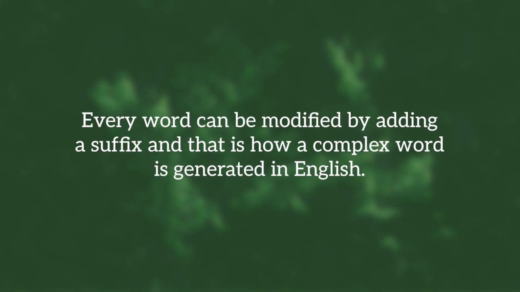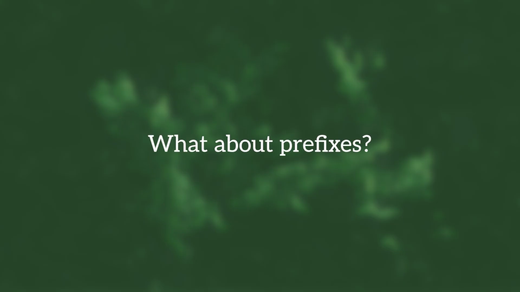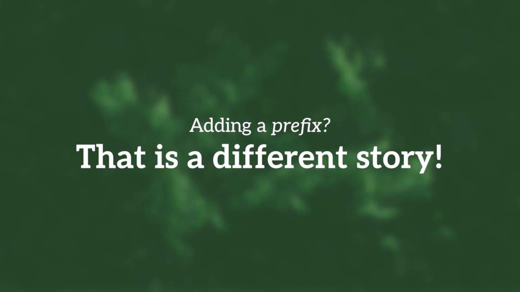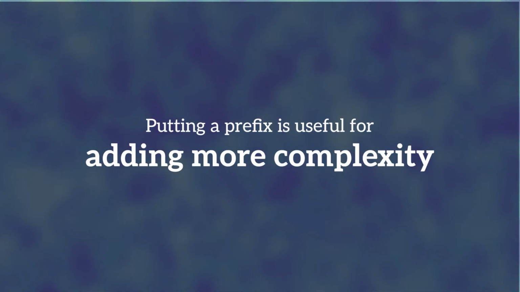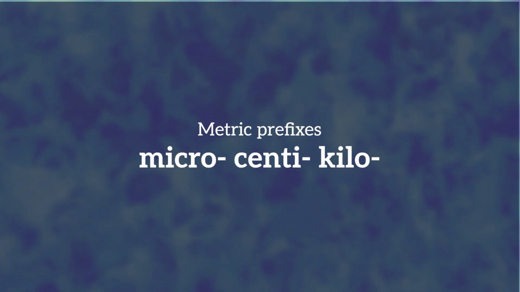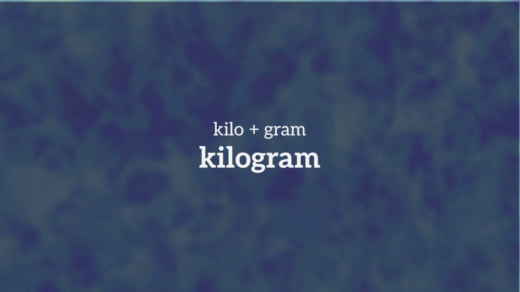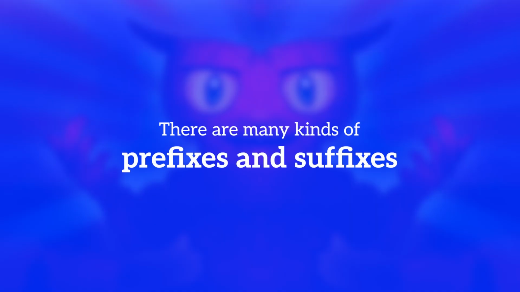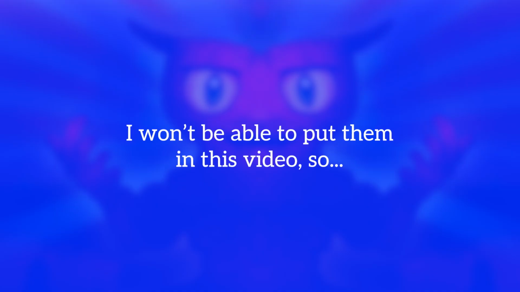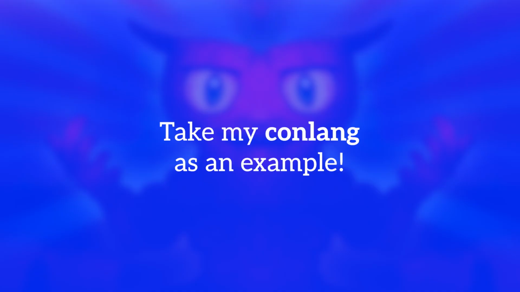No matter how the suffixes are put in a word context, English language enables any kind of word to be modified by adding a suffix, but for adding a prefix, well, that's a different story. Unlike suffixes, a prefix can be only used when making complex words or when adding a metric prefix to a unit. For example, kilogram, microgram, centimeter, kilometer, etc. There are many kinds of both prefixes and suffixes, but I won't be able to put them all in this video. Take my Conlang as an example.